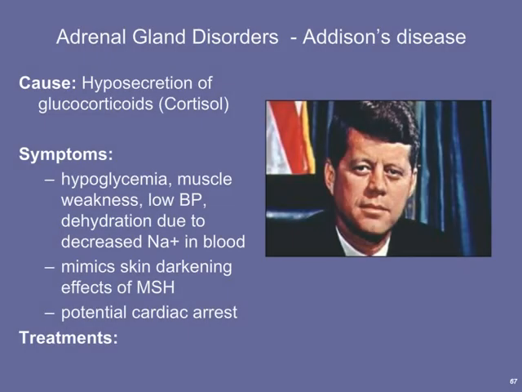Another type of disorder affecting the adrenal glands is Addison's disease. Addison's disease is caused by hyposecretion of cortisol, and it results in hypoglycemia, muscle weakness, low blood pressure, and dehydration. It also mimics the skin darkening effects of MSH. And in fact, it was rumored that President John F. Kennedy had Addison's disease. The treatments for Addison's disease are actually pretty easy. We can administer oral prednisone or oral cortisol to people that have lower than normal levels of glucocorticoids and restore homeostasis.